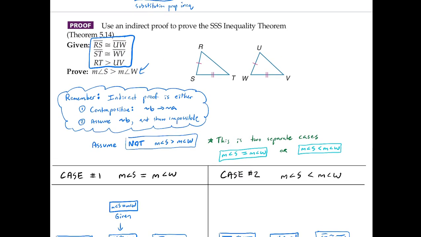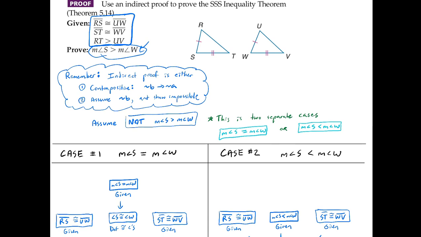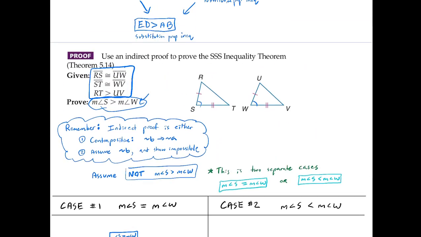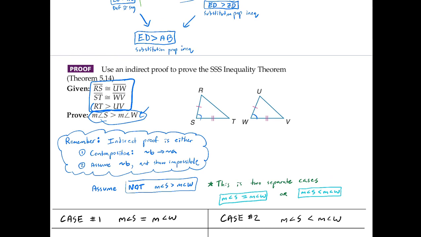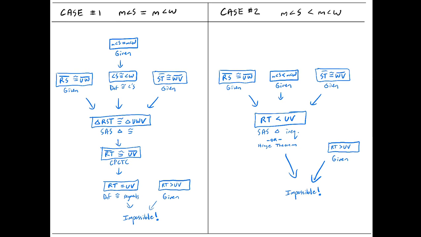Well, if the opposite that we assumed is that the lengths are equal, well then that means the angle here is equal to the angle here. So the triangles are congruent by SAS. That's nothing special, that's it. And then look at what happens though. We were given that RT is bigger than UV, but if the triangles are congruent, then these are the exact same. So we can't have them be the same length and RT be bigger than UV. That's impossible. So in the case where the angles are the same, it's impossible. So can't be. Angles can't be the same.